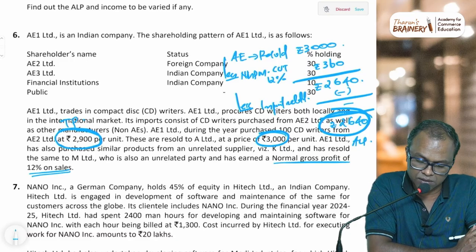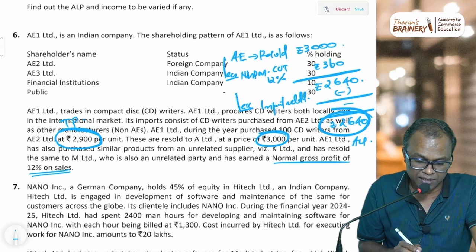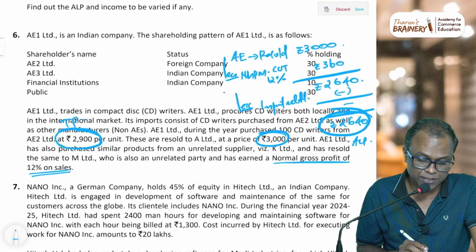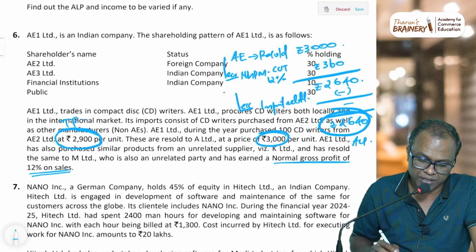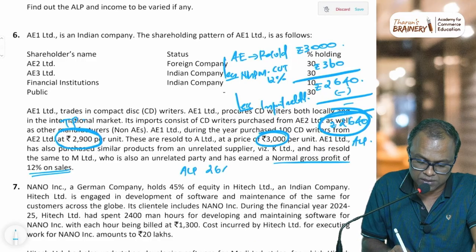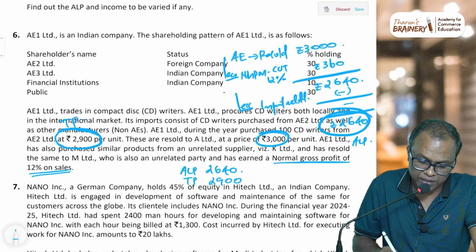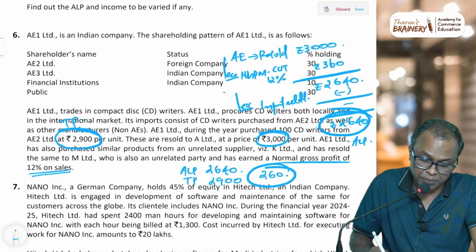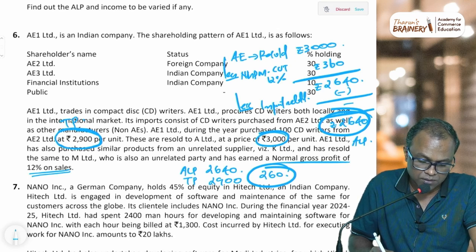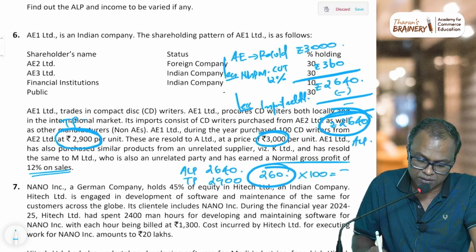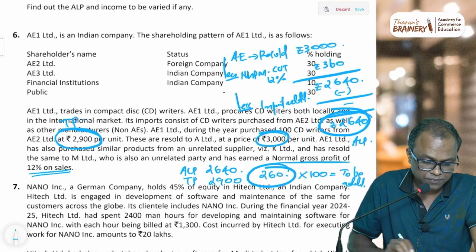So something is different here, because the arm's length price you can pay is rupees 2,640, but what we are paying is rupees 2,900. Remember, it is P&L account debit side. Payment of expenditure exceeding the arm's length price. So the arm's length price is 2,640, but the actual transfer price payment is 2,900. So the excess payment is rupees 260 per unit. So how many units have been imported? 100. So 260 into 100 is the income to be added back to the net profit.